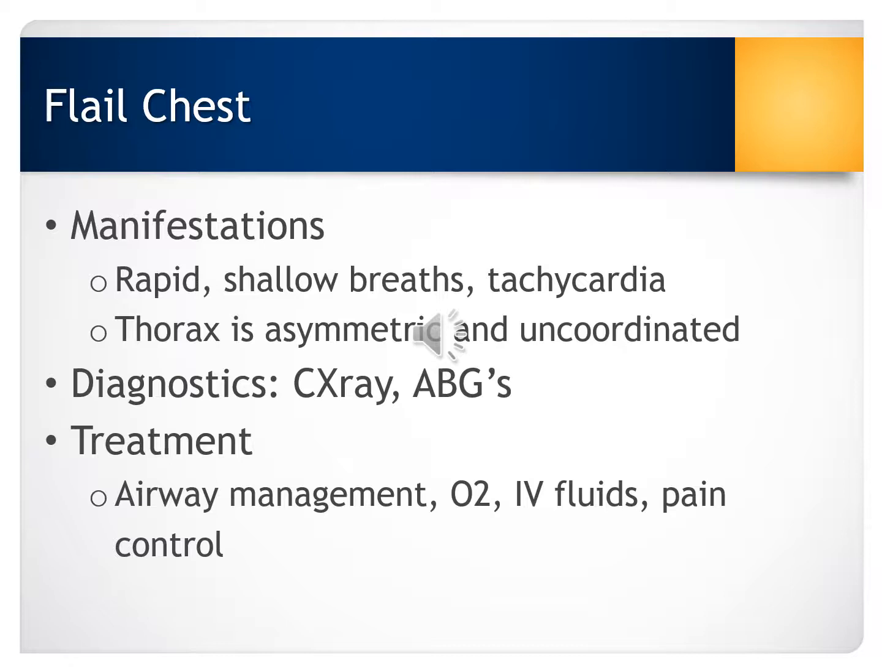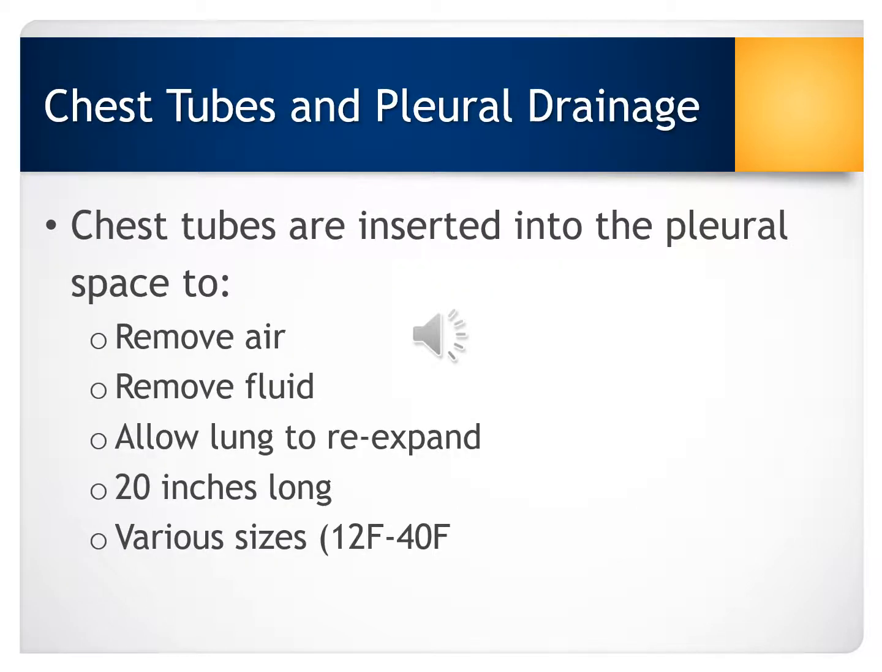The treatment would be airway management, oxygen. The patient may need IV fluids and will also need to control the pain. Some patients may need to be on mechanical ventilation. Eventually the rib fractures will heal and the flail chest will be resolved.